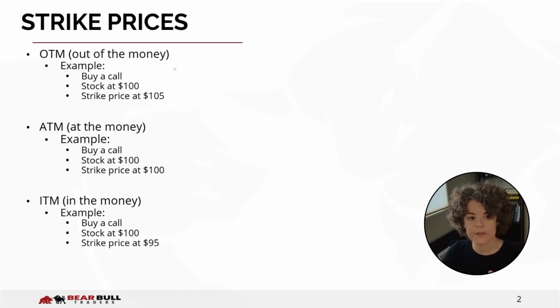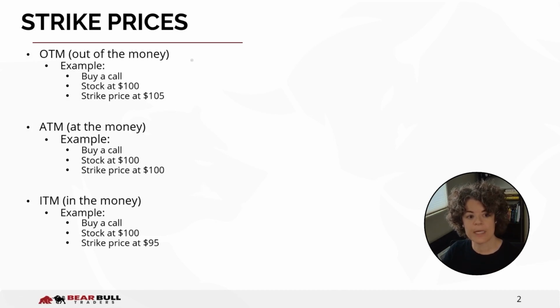We've got three different types of strike prices. We have out of the money, at the money, and in the money. When you see these abbreviations, that's what they stand for. These are the prices that you can pick on your options chain, and we'll go over each one of them so that you understand what they mean.